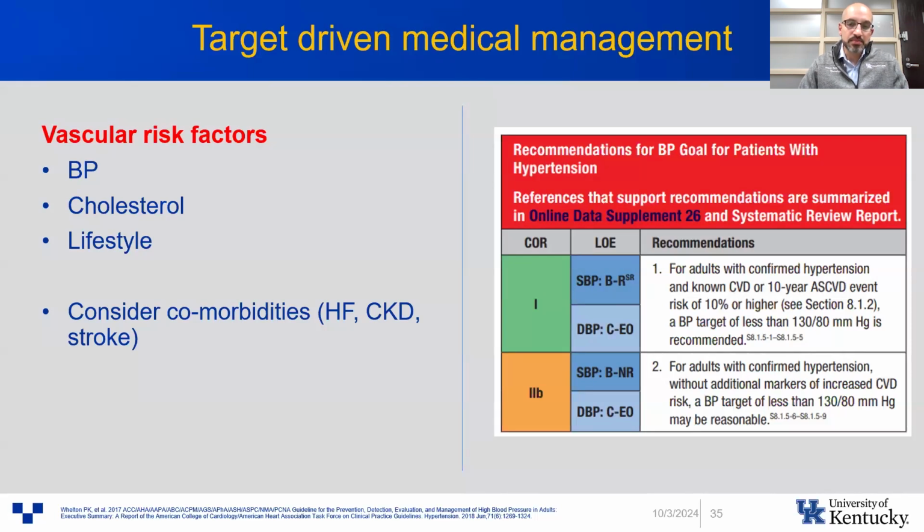Blood pressure was first on the list. There's cholesterol management, especially with LDL, lifestyle management, especially physical activity, and then you have to consider the comorbidities: heart failure, kidney disease, prior strokes, and diabetes mellitus as well. Cardiology has done a lot of work on this in the past, and the numbers you will see as targets will be either 130 over 80 millimeters of mercury, or in some studies 130 over 85.